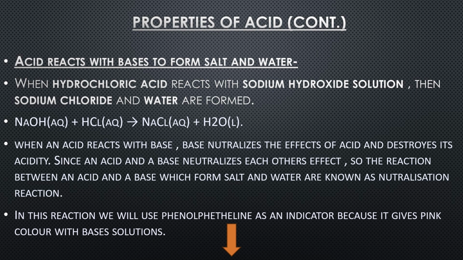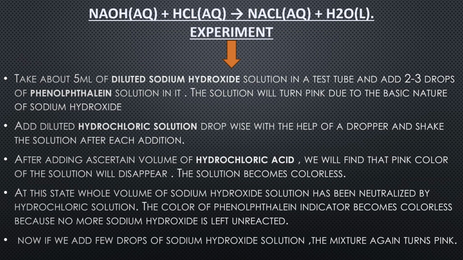Now we will perform one experiment to show this. Take about 5 ml of diluted sodium hydroxide solution in a test tube and add 2-3 drops of phenolphthalein solution. What is phenolphthalein? This is the indicator. And you have taken sodium hydroxide, that is base. The solution will turn pink due to the basic nature of sodium hydroxide because phenolphthalein gives color with bases.